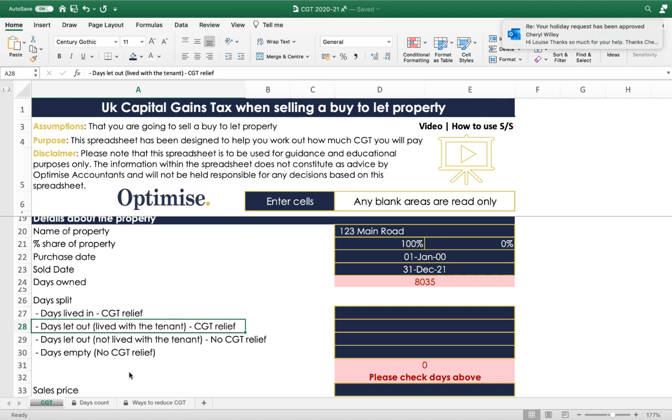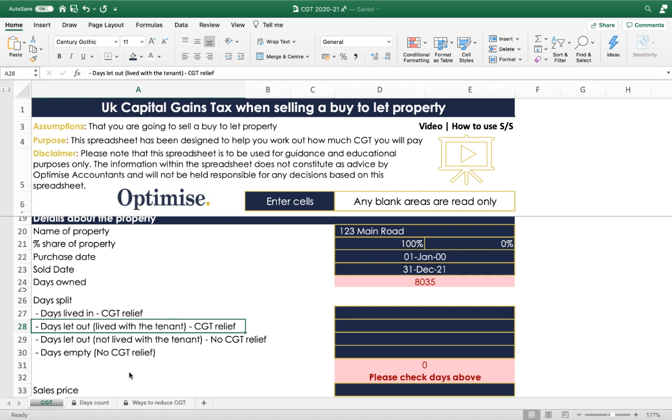So typically you will find people that have purchased a home, vacated that property, and moved a tenant in. In years gone by, you could get capital gains tax lettings relief. Unfortunately, those times have gone. You can only get that relief now if you've lived in the property at the same time as the tenant.